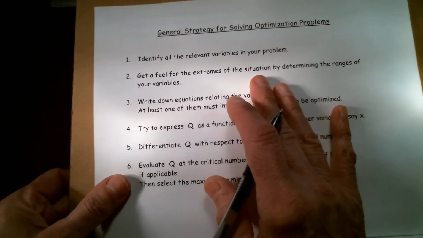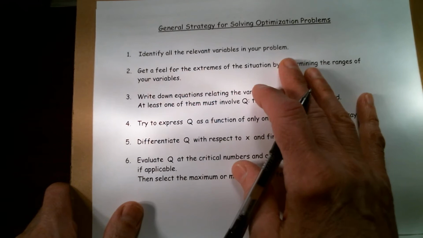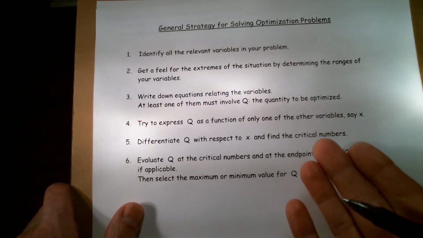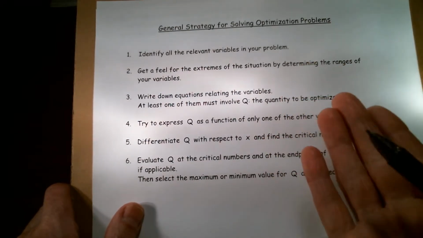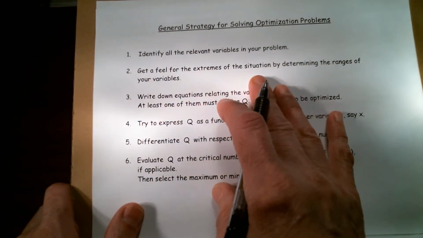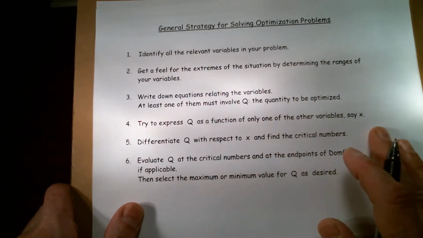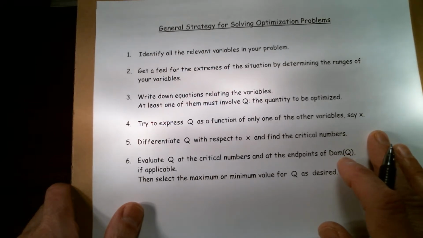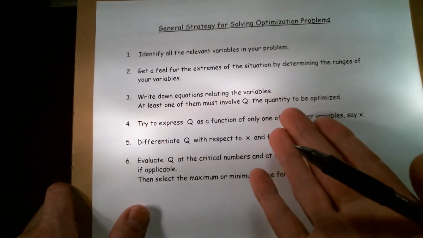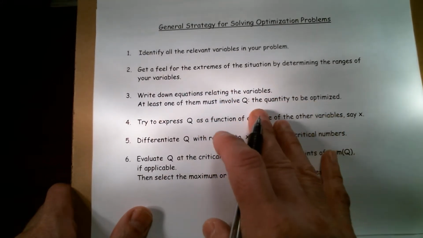So the first thing you would want to do is to identify all the relevant variables in your problem. For instance, if you have a problem involving the volume or surface area of a solid, then the dimensions of your solid would be significant variables in your problem. You want to get a feel for the extremes of the situation by determining the ranges of your variables. So are there upper and lower bounds that are necessarily imposed by the physics of the situation, for instance? Could you write down equations that relate the variables?